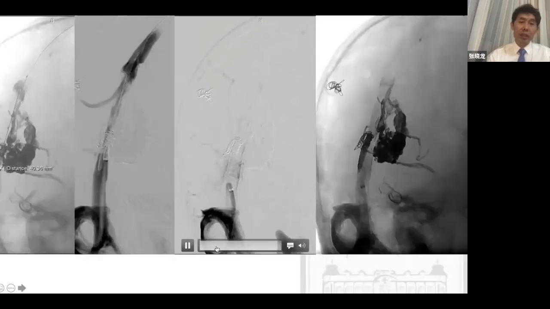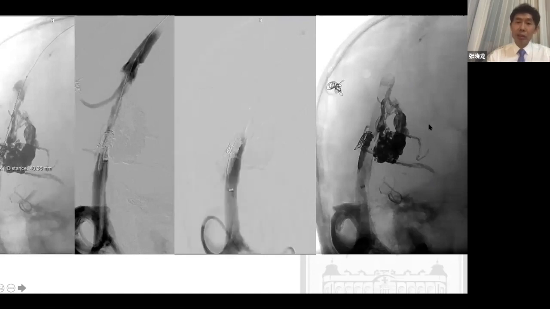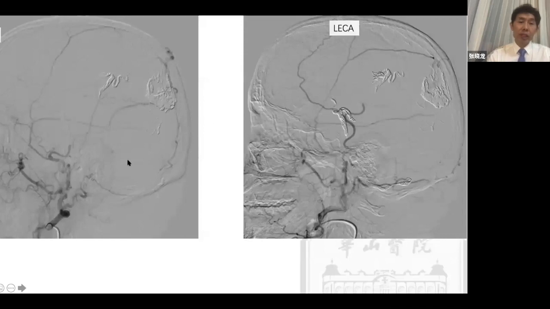And here is the post-angiography, which shows the superior sagittal sinus flowed freely. And then we put a stent here. And what happened at the end is the fistula was almost gone, with the bilateral ECA check. This is a posterior angiography.